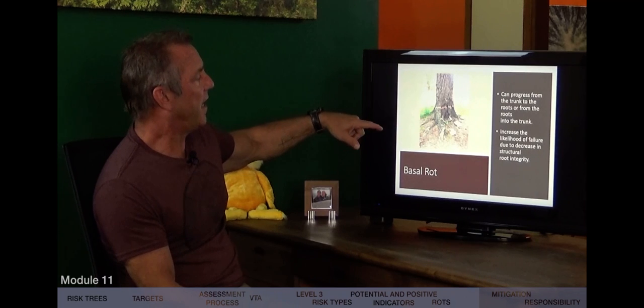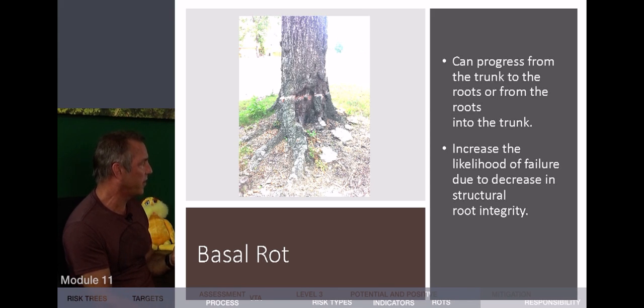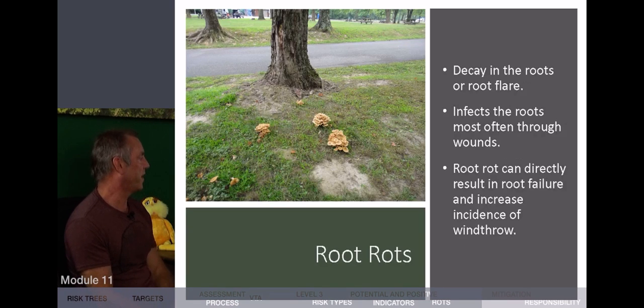Basal rot is typically some type of canker that increases the likelihood of failure for the whole tree, and it typically progresses from the roots into the trunk. So that's the key thing to remember there.